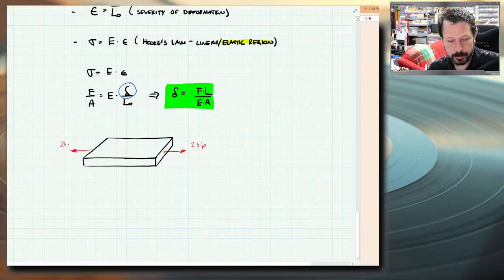And the reaction needs to also be 2,000 pounds. I'm not going to put a hole in this one because that would change this cross section, and then I would not have a constant cross section in my equation, so I don't want that. Let's see, what I do want is some dimensions on here. Let's make this 1, 2, 3, 4, 5, 6, 7 inches long.